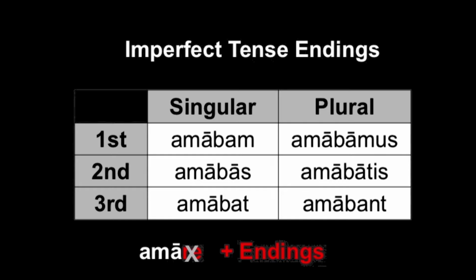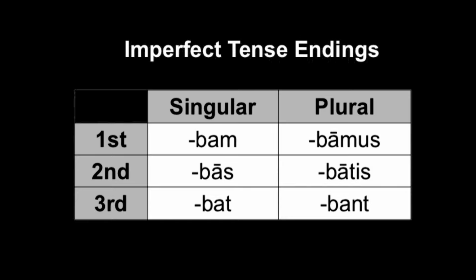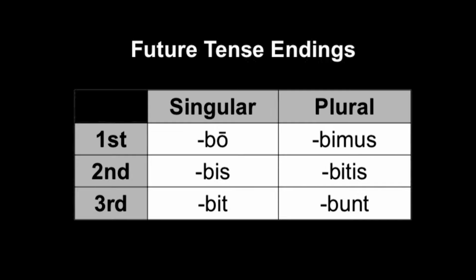So amabam is I was loving, amabas, you were loving, amabat, he, she, or it was loving, amabamus, we were loving, amabatis, y'all were loving, and amabant, they were loving. So our present tense endings are o, s, t, mus, tis, nt, and our imperfect tense endings are bam, bas, bat, bamus, batis, bant. We have one other set of endings, though, in the present system, and that's our future tense endings.